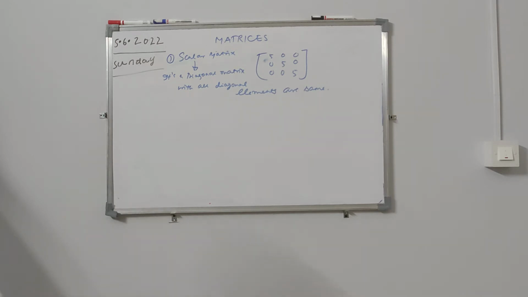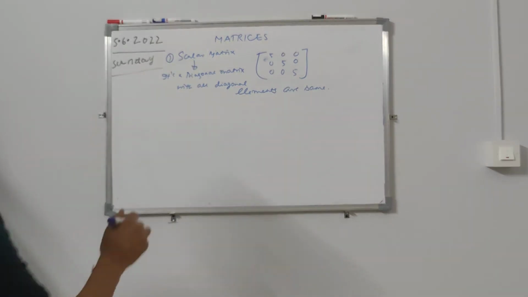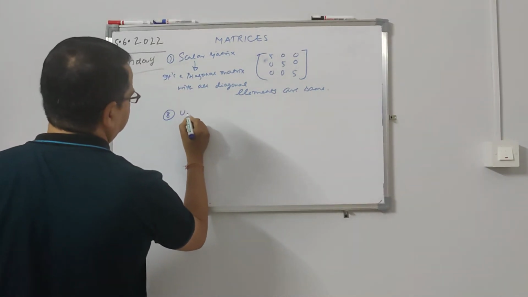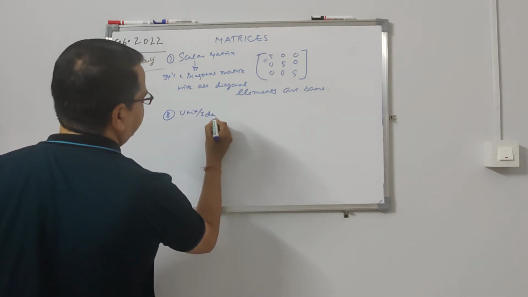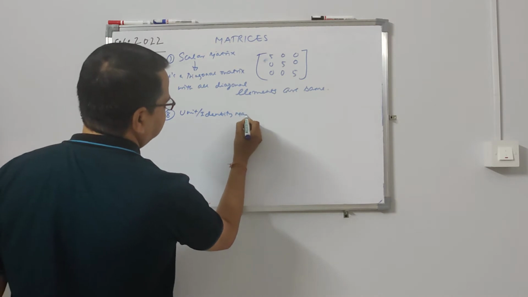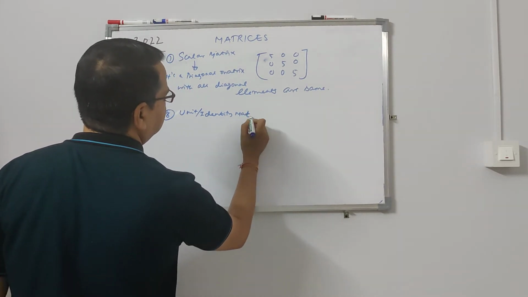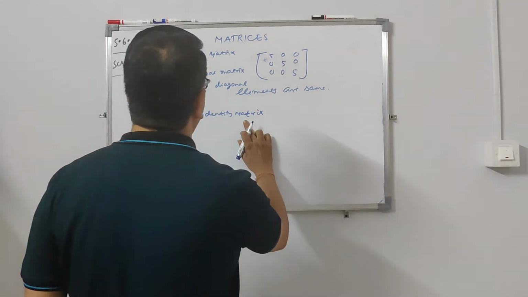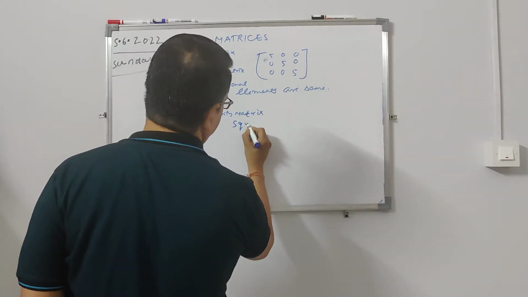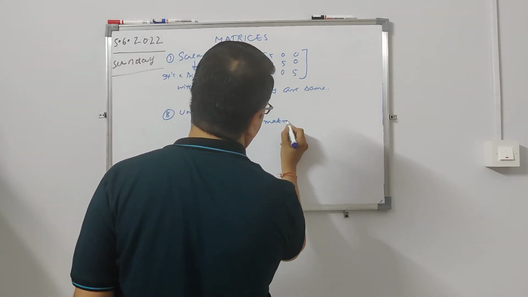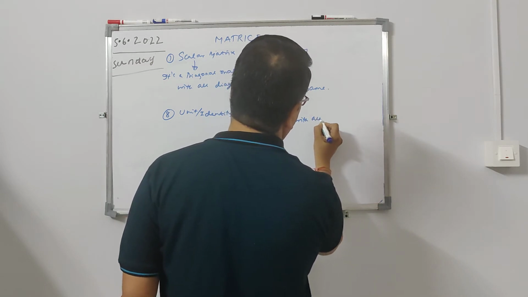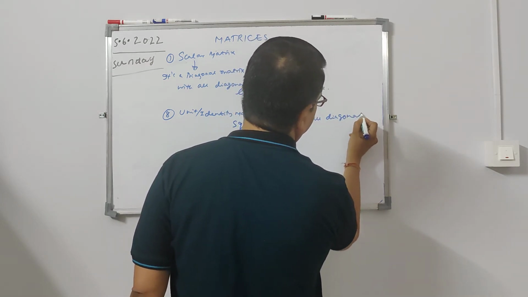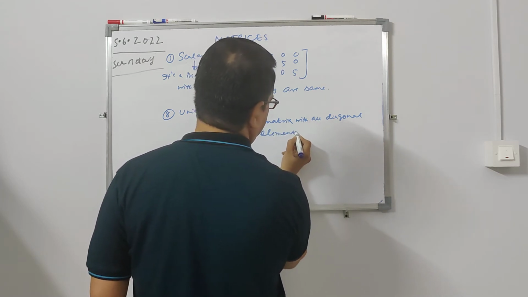Then comes identity matrix or unit matrix. Whatever is unit, that is also called identity. What is identity? A square matrix with all diagonal elements equal to 1.